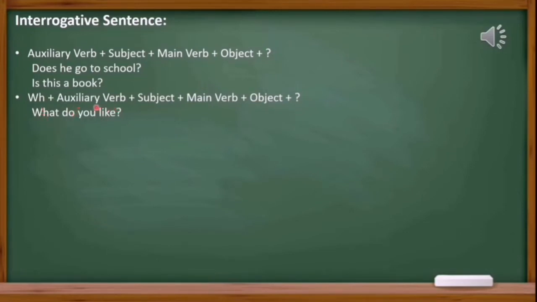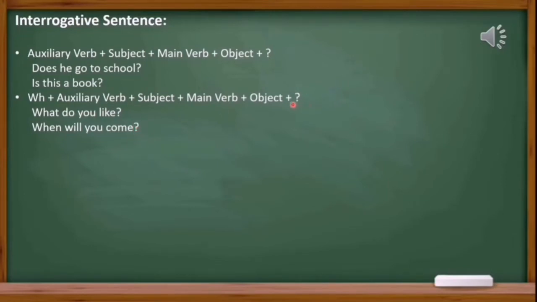Hope you understood about this. What is the WH word. Auxiliary verb is do, you is a subject and like is the main verb, and here the object is missing in this sentence. When will you come? Here when is the WH word, will is an auxiliary verb, you is a subject and come is the main verb. Again the object is missing from this sentence.